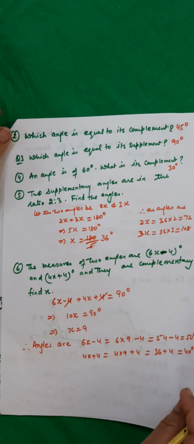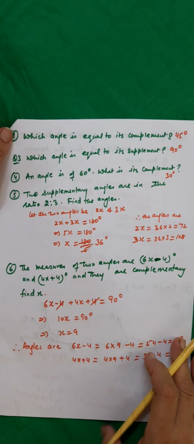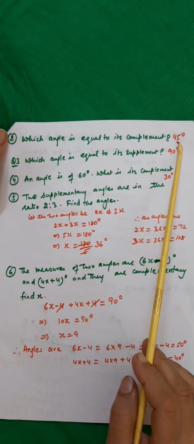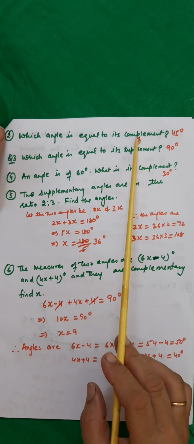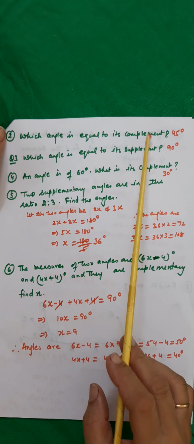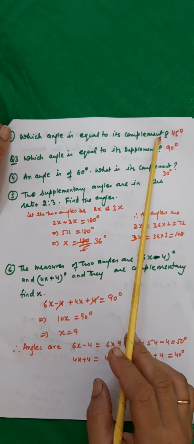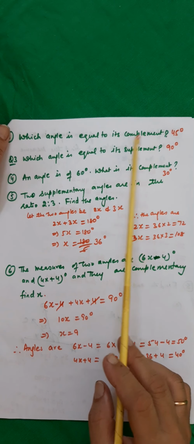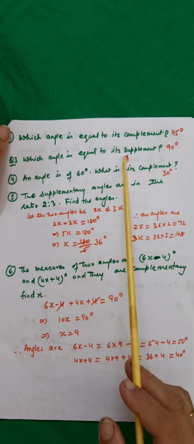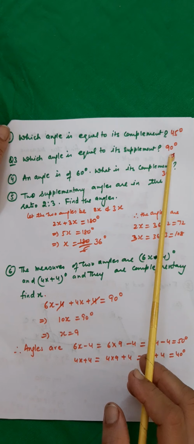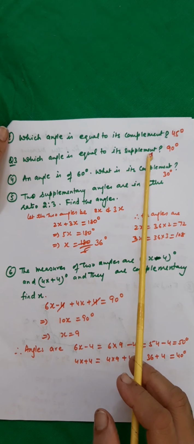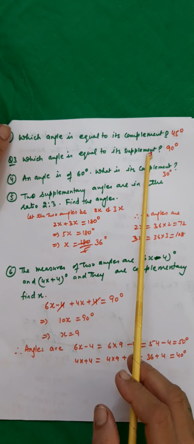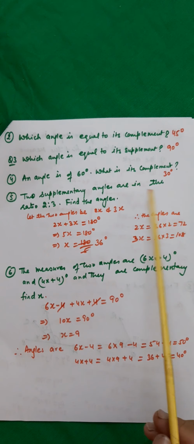Question number 2. Which angle is equal to its complement? 45 degrees is equal to its complement. Let's revise what complementary angles are. Complementary angles are those angles whose sum is 90 degrees. They occur in pairs. Which angle is equal to its supplement? 90 degrees. 90 plus 90 is 180. Supplementary angles are the pair of angles whose sum is 180 degrees.